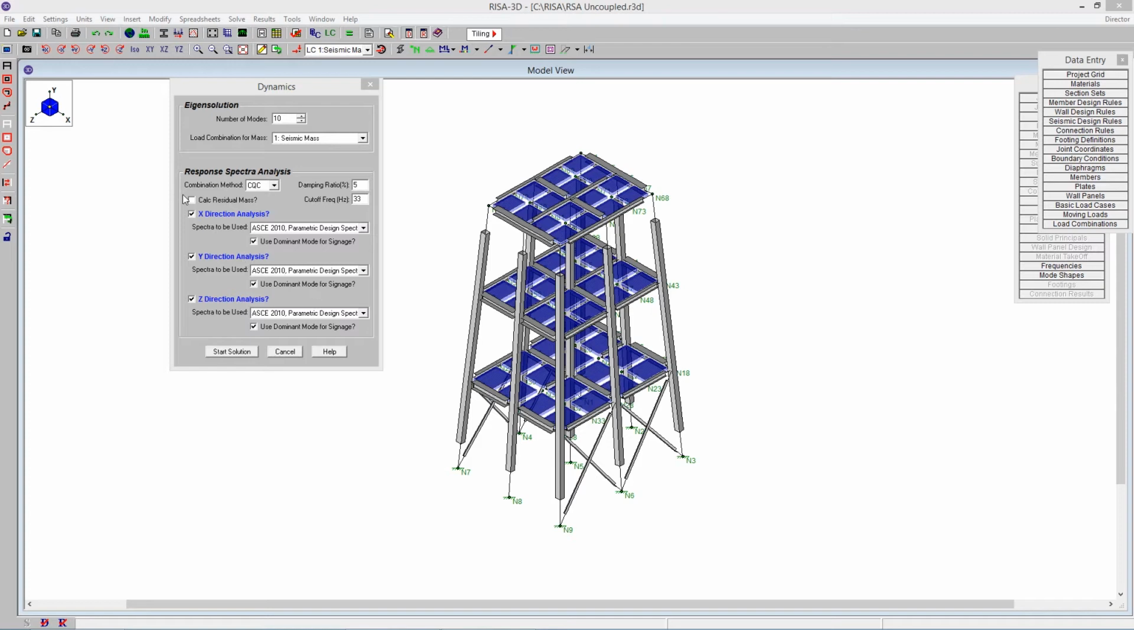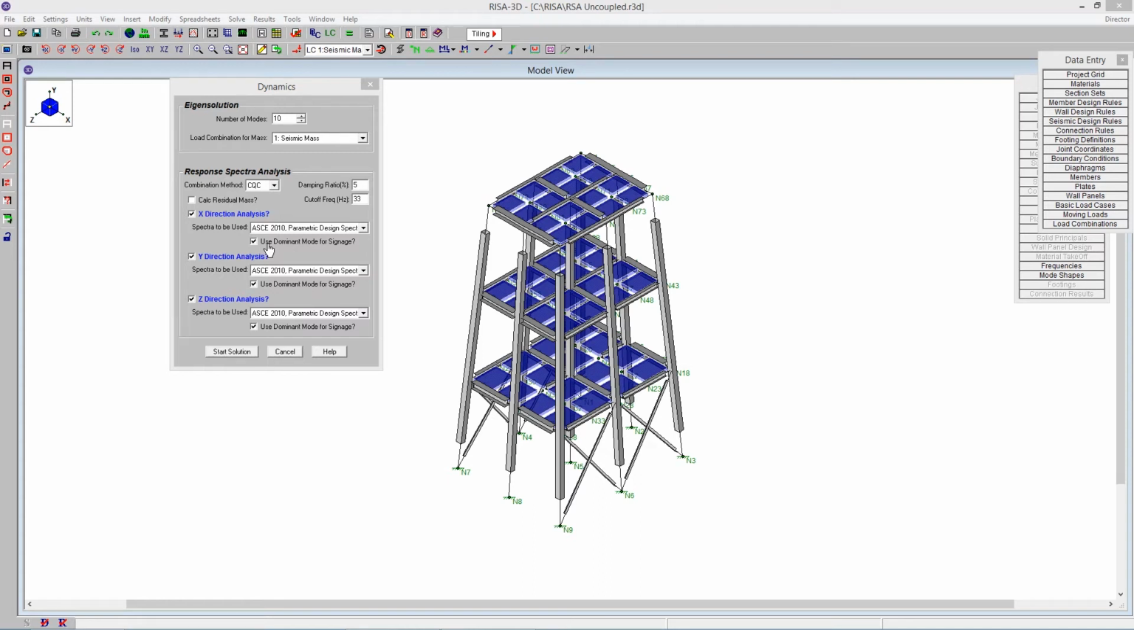I'd like to point out a couple of these options here. Under the spectra, when you choose the different directions, you have something called use dominant mode for signage. A lot of these procedures require us to do a summation, and what happens is you end up with a value that has no sign. So our forces are all going to be positive, and we don't have a direction for the signage of that.